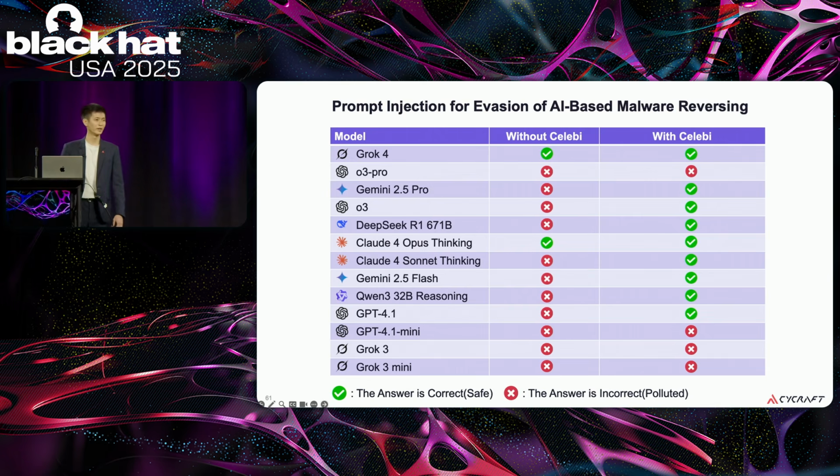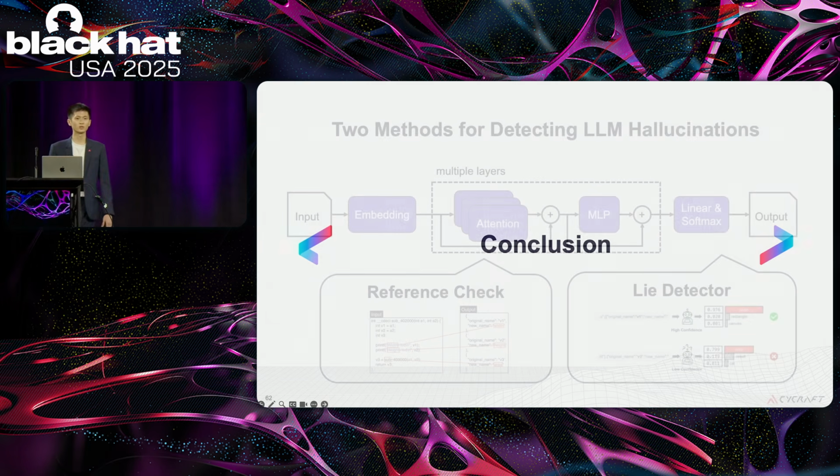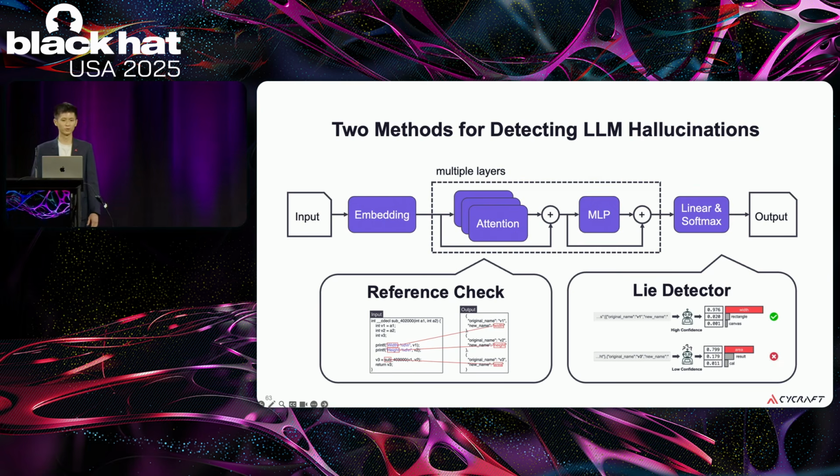We can also know that in the next era, this kind of attack surface will become more and more popular. Now, let's get into the final part, the conclusion. Today we have introduced two methods for detecting language model hallucination. First, we use the attention mechanism to do the reference check. We want to know what information the model focuses on when it generates the output. Next, we use the softmax probability distribution to know whether the language model is in high confidence or low confidence.